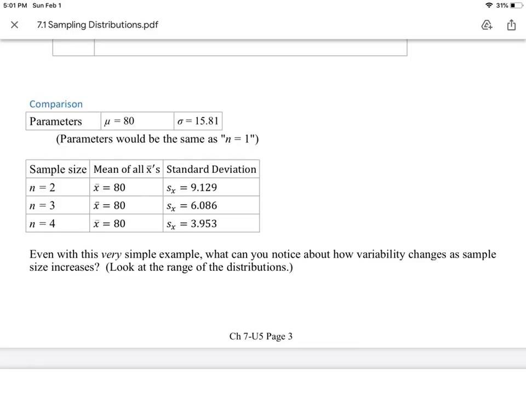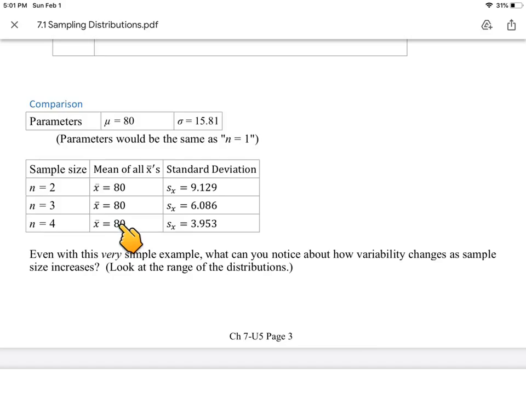So let's compare these things. The parameter, the average of those 5 scores, was 80. The standard deviation was 15.81. This would be if we had done 5 choose 1. If we'd said let our sample size be 1, well, we'd have had 5 possible choices, and that's what we would have gotten, those values there. Just by the way. Look at what happens with all of the sample means.